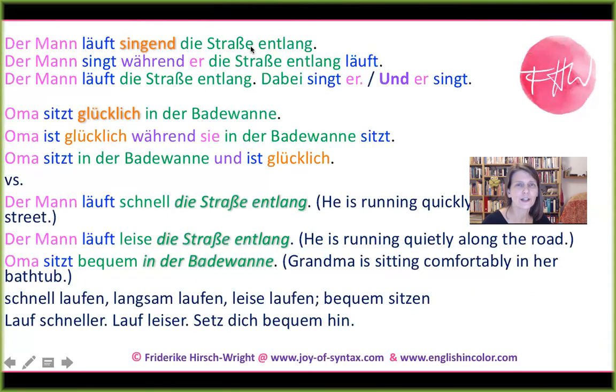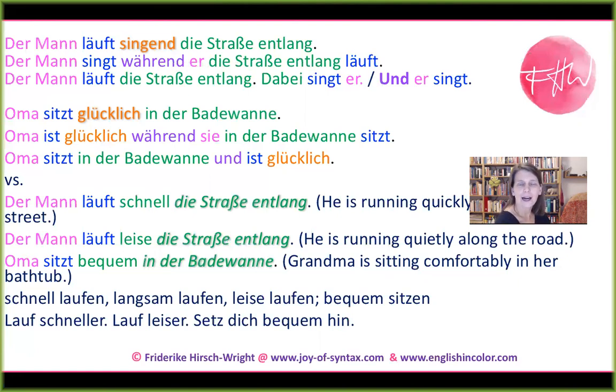Der Mann läuft singend die Straße entlang is your original sentence. And then if we want to express what's been expressed with the predicate appositive with a clause, we would say, der Mann singt, während er die Straße entlang läuft. And again, we have the same thing that happened in English, that actually what is expressed with the help of the predicate appositive is put into the main clause, and what is the main clause here becomes the adverbial subclause. And that often happens, and I find that very interesting.